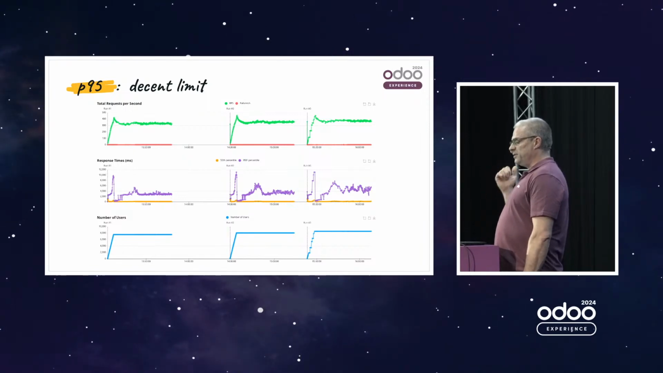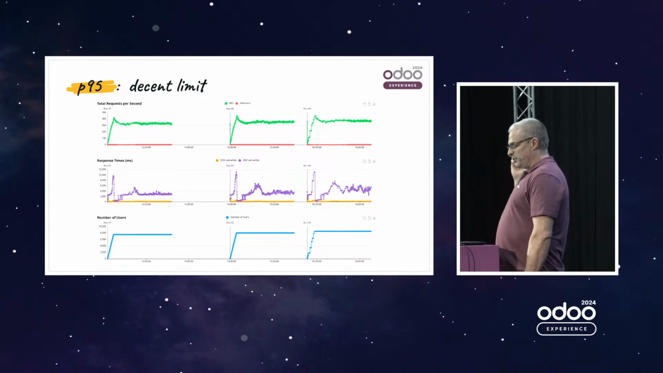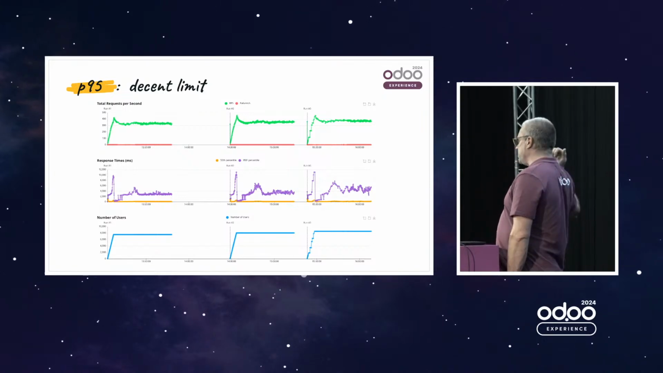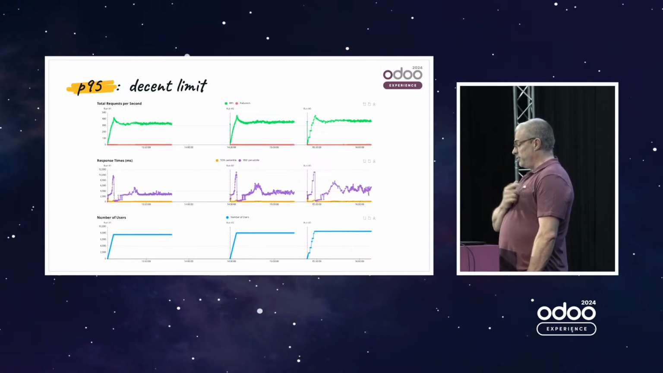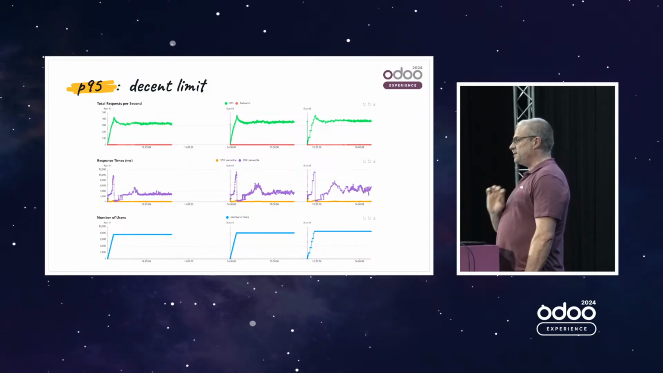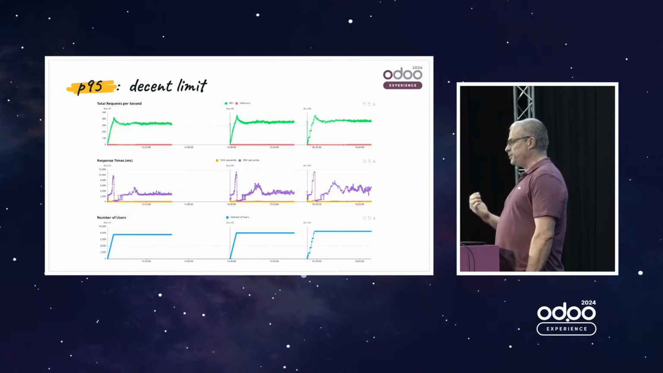You have a big difference in the percentile 95. The percentile 95 of the response time is not at all the same as the previous one, but the number of requests per second is exactly the same. The system can only handle a given amount of requests per second.